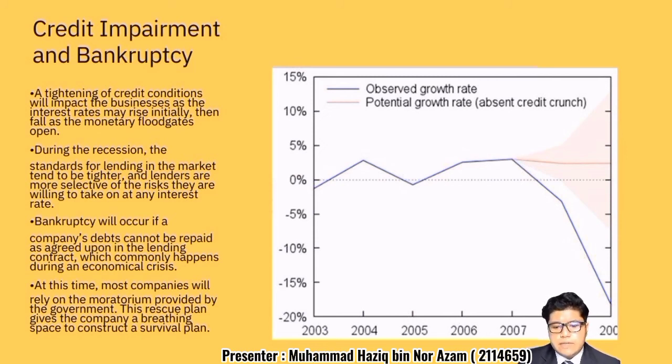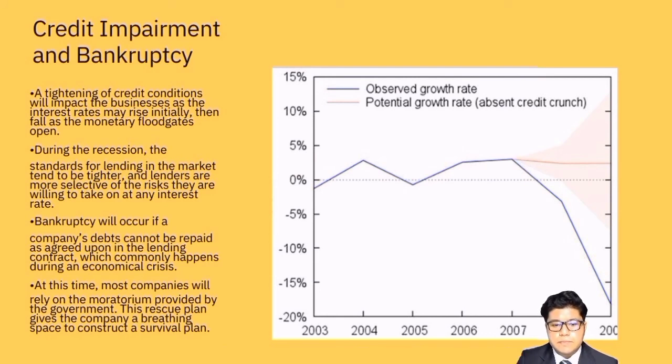Bankruptcy will occur if a company's debt cannot be repaid as agreed upon in the lending contract, which commonly happens during an economic crisis. At this time, most companies will rely on the moratorium provided by the government. This rescue plan gives a company a breathing space for them to construct a new survival plan. Thank you.